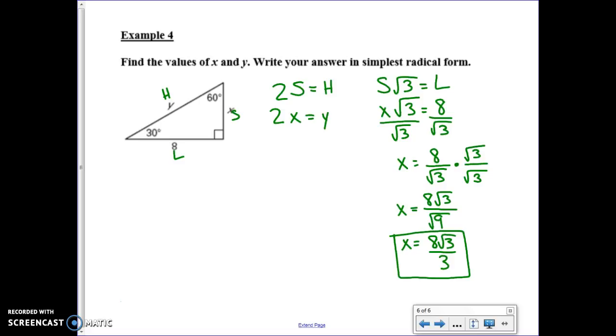So we still need to go back and find our y value. So we're going to take that x value and we're going to plug it in here. So 2 times 8 square root of 3 over 3 equals y. And you'll notice I intentionally kept that 2 up top because it's like a fraction of 2 over 1. So when we multiply that 1 times 3, it just is going to stay the 3 on the bottom. We're going to multiply our numbers outside the radical. So 2 times 8 is 16. And then we have radical 3 over 3 equals y.